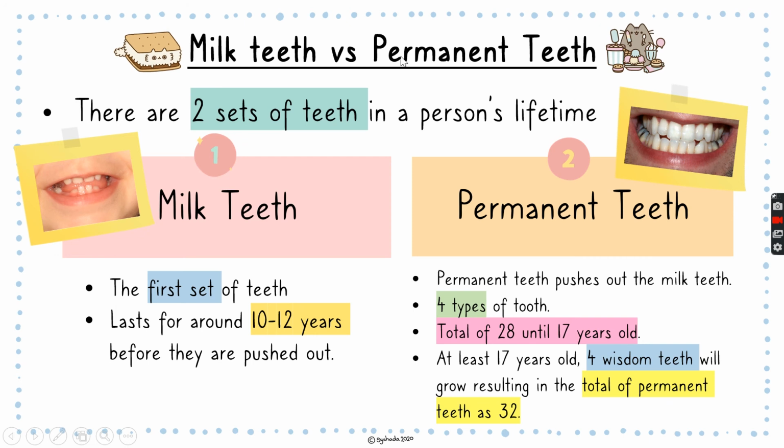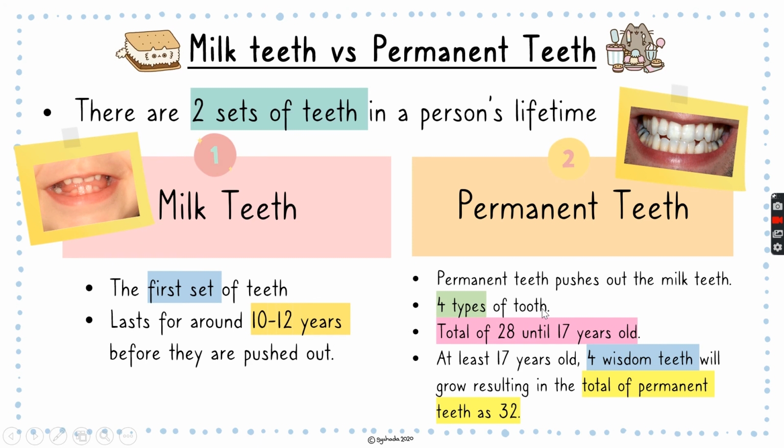Now you have two types of teeth in the course of your life. You have your milk teeth and your permanent teeth. There are two sets of teeth in your lifetime, and the first one is the milk teeth. These are the first set of teeth, and they last for around 10 to 12 years before they're pushed out. And who pushes them out? It's actually the permanent teeth.